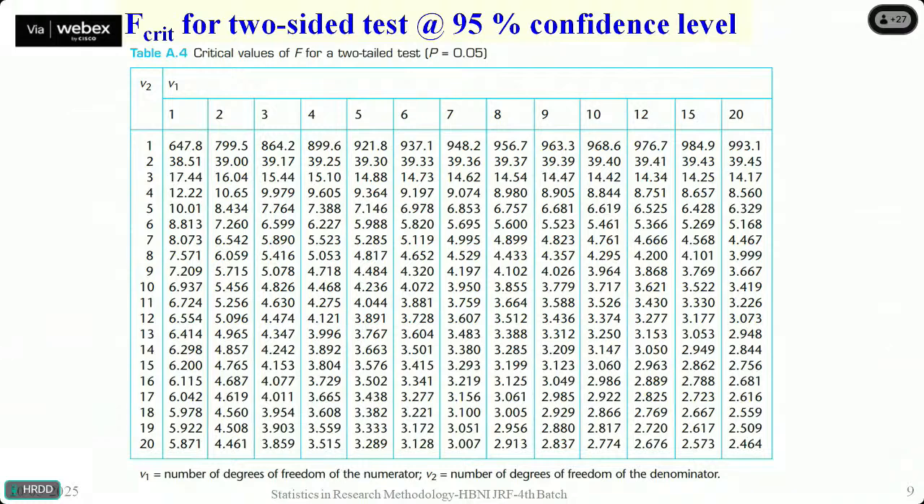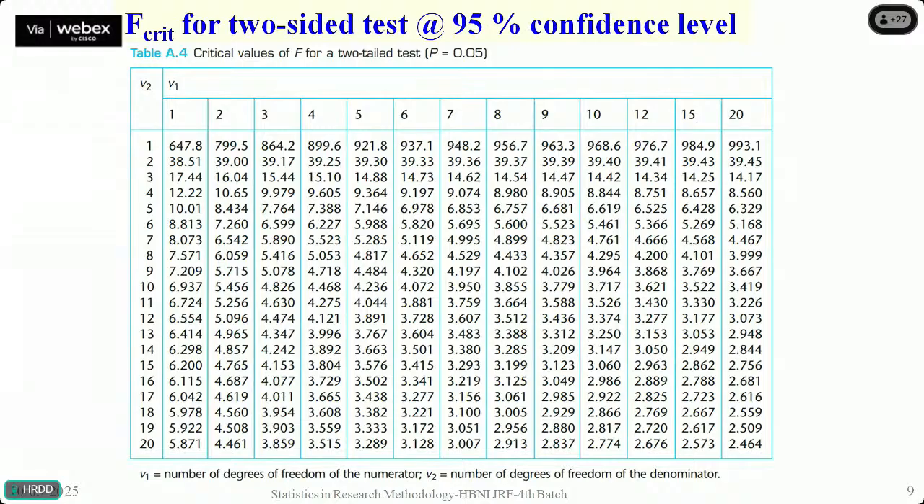Numerator we have taken as 1. There is a symbol similar to V, which is nu, the Greek letter, for degrees of freedom. Somewhere people write DF, or the other notation is nu. On the top row it is written nu 1, and on the leftmost column it is written nu 2. Nu corresponds to degrees of freedom, and subscript 1 corresponds to the numerator. When you are reading this F table, the tabulated values we call critical values.